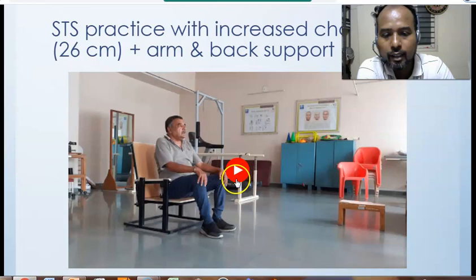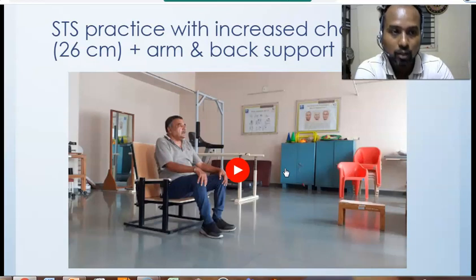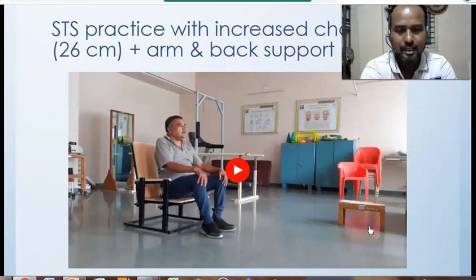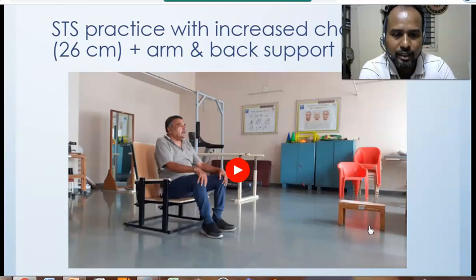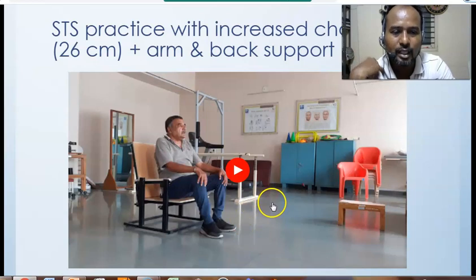Now the evidence doesn't specifically tell that you have to apply a higher chair, but it suggests that variability of practice is important in general, not specific to sit to stand. But the biomechanics of sit to stand, if you look at it, if we want to make the task easier, because this task is too difficult, increasing the height of the chair is an important strategy which will make it easier. So I applied that context here. I thought I will increase the height and see if he's able to do better.